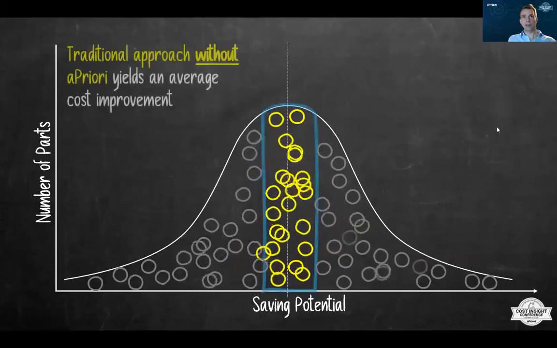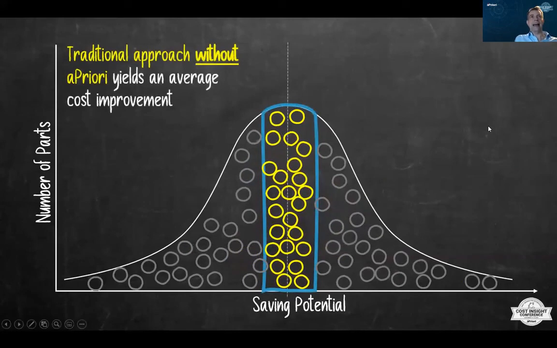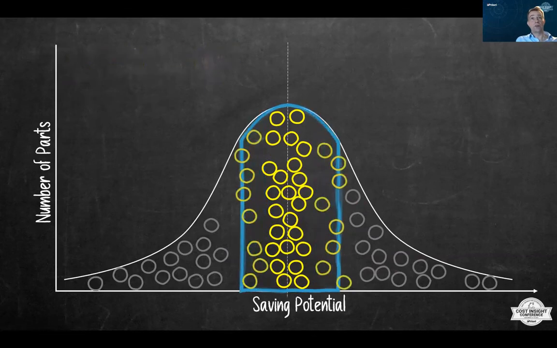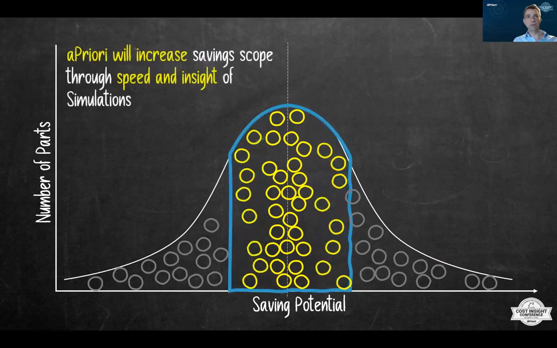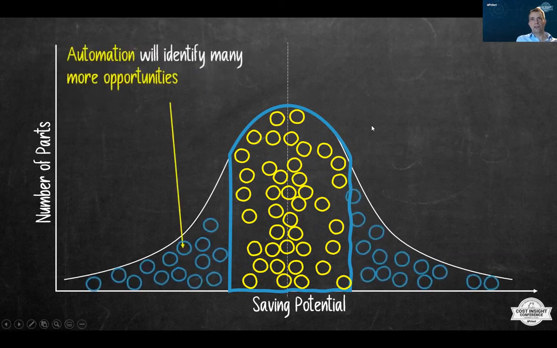Traditional approaches to cost reduction will yield an average percentage improvement every year. With aPriori, of course, we expand that because we have greater speed, greater insight. We can look at a lot more and sanction it and look at the best stuff as well. But what about everything else? This is where Cost Insight Generate automation helps us. All these components and assemblies we haven't had time to look at before, but if we can, it means that we can find the best opportunities.